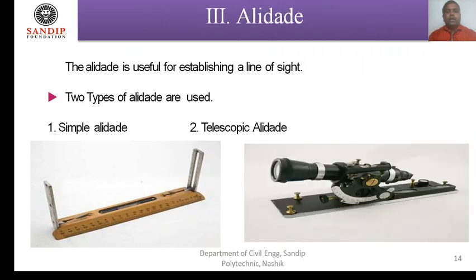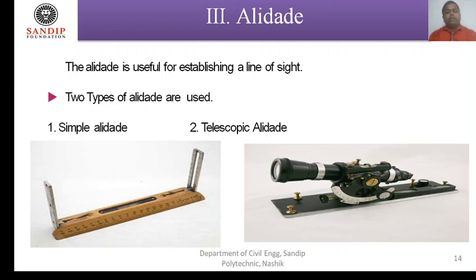Next is Alidade. Basically, there are two types of Alidade. First is simple Alidade and second is telescopic Alidade. Now, generally we are using this simple Alidade for the purpose of bisection. Now, the basic objective of Alidade is a bisection or establishing line of sight.